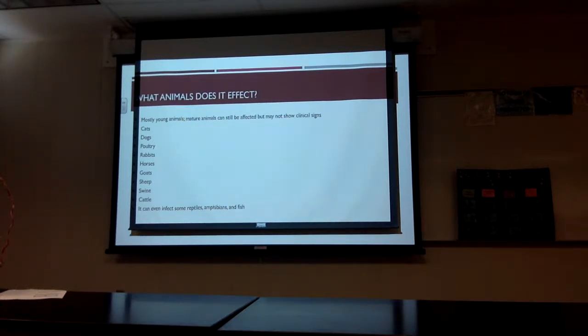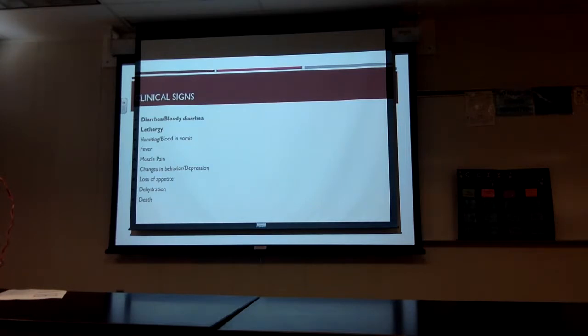What animals does it affect? Cats, dogs, poultry, rabbits, horses, goats, sheep, swine, cattle, mostly any mammals, and even some reptiles, amphibians, and fish. The clinical signs to look for are diarrhea with or without blood, lethargy, vomiting with or without blood, fever, muscle pain, changes in behavior or depression, loss of appetite, dehydration, and even sudden death can happen.